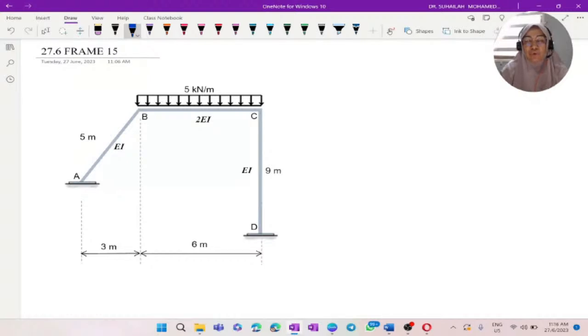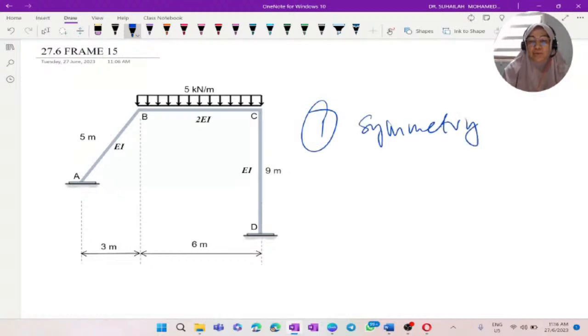So we have to go back to the definition of a no-sidesway frame, where there are two conditions that have to be fulfilled. Number one is symmetry due to loading and due to geometry.